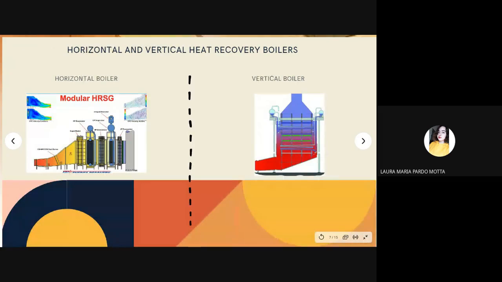Another classification is horizontal and vertical heat recovery boilers. A horizontal boiler is one in which the gas at the outlet of the turbine follows a horizontal path through the different modules for superheating, reheating, vaporizing, and heating the water until its conduction to the evacuation stack.